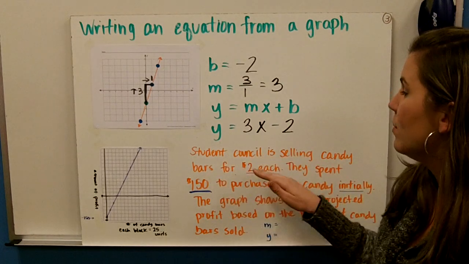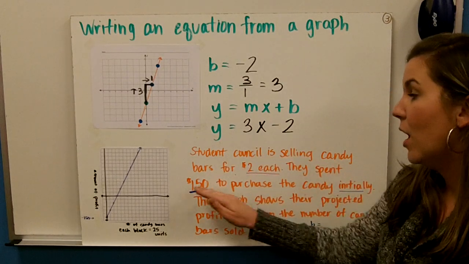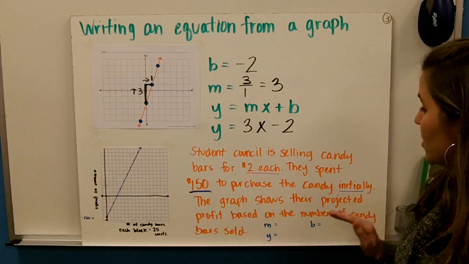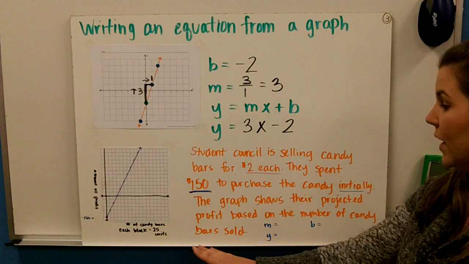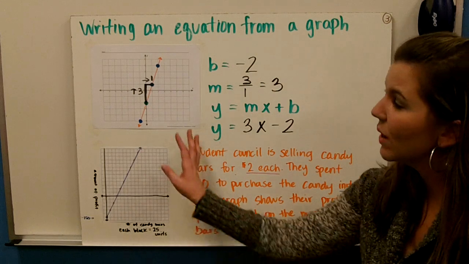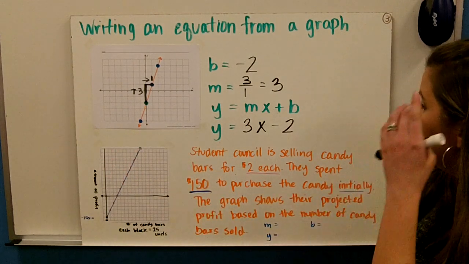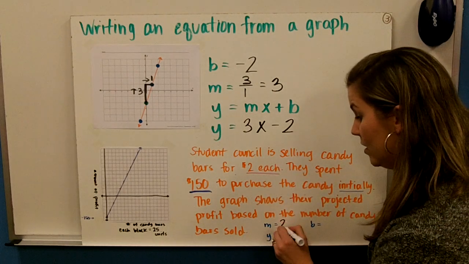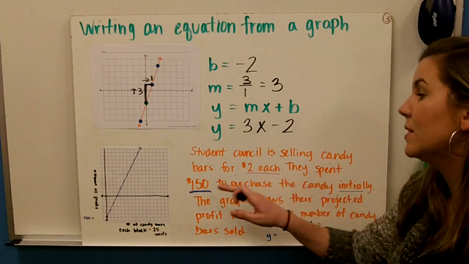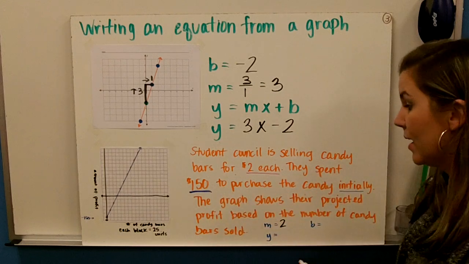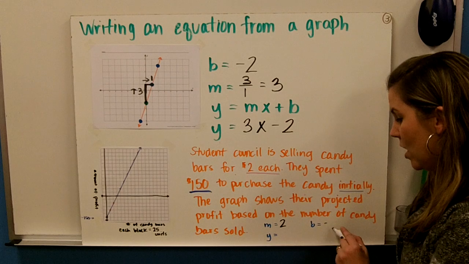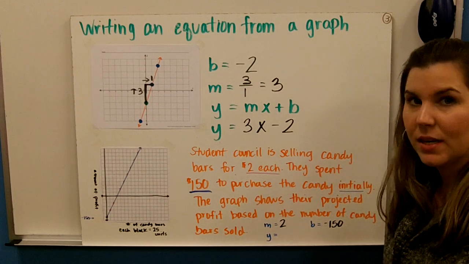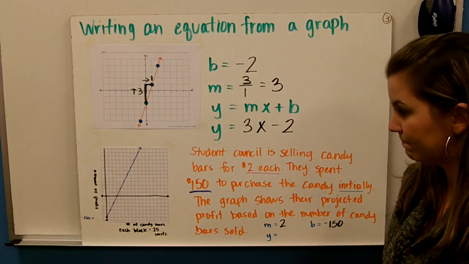Student Council is selling candy bars for $2 each. They spent $150 to purchase the candy initially. The graph shows their projected profit based on the number of candy bars sold. So I've graphed this scenario. $2 each represents our slope. M is 2. They spent $150 to purchase the candy. This is money that they have to make back. Our y-intercept will be a -150 because this is money they spent, not money that they earned.